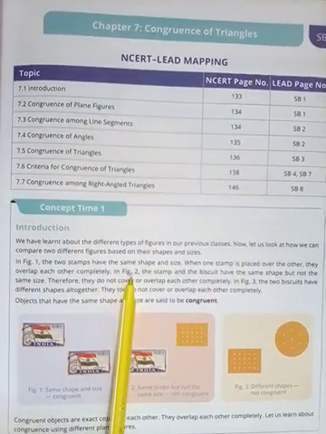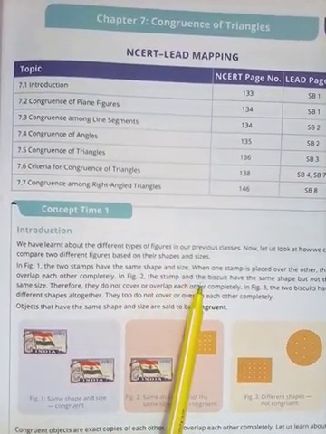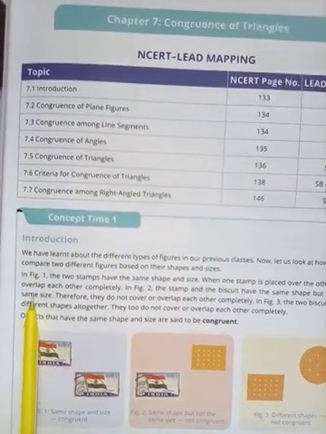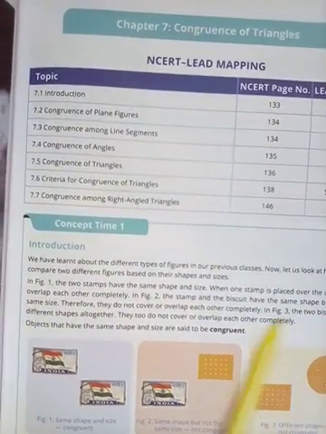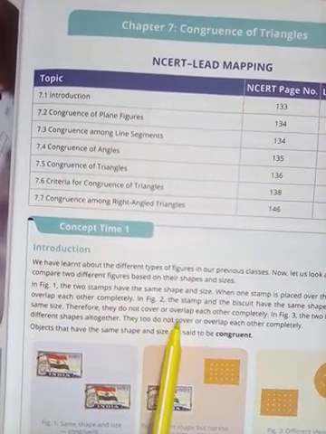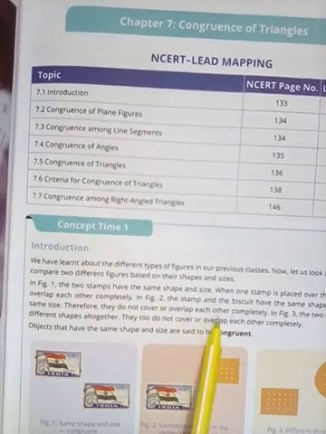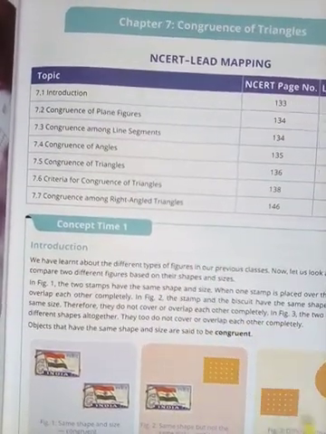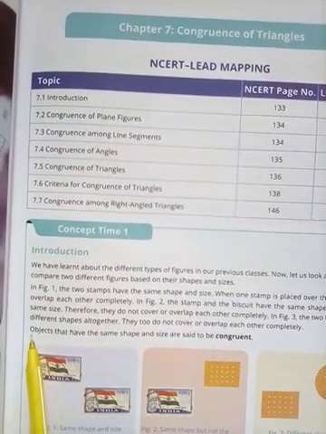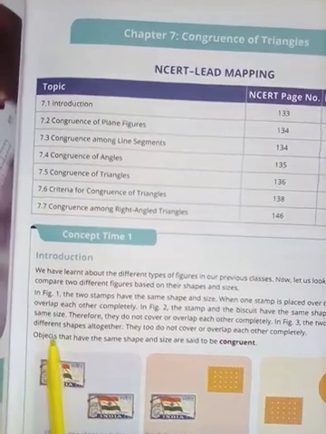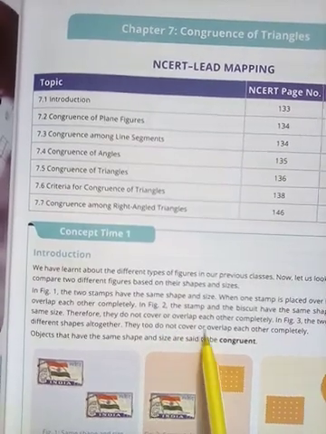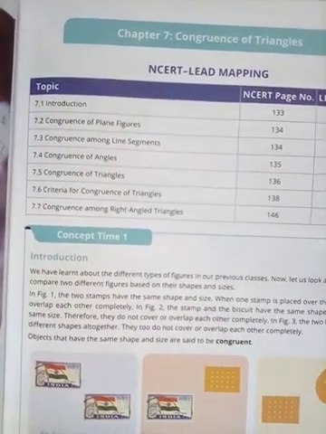In figure second, the stamp and the biscuit have the same shape but not the same size. Therefore, they do not cover or overlap each other completely. In the third figure, the two biscuits have different shapes and altogether they too do not cover or overlap each other completely.